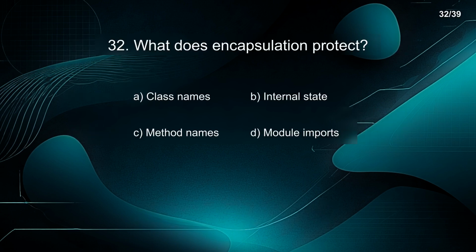32nd question. What does encapsulation protect? A. Class names. B. Internal state. C. Method names. D. Module imports. Correct answer is B. Internal state.